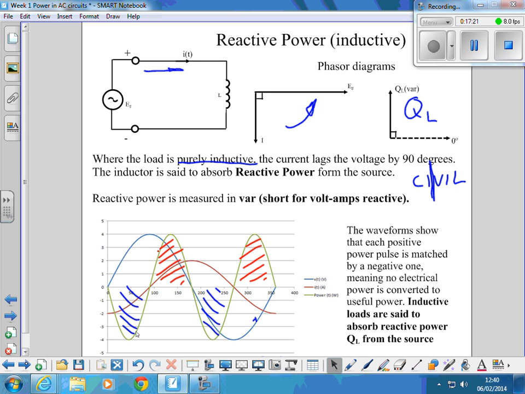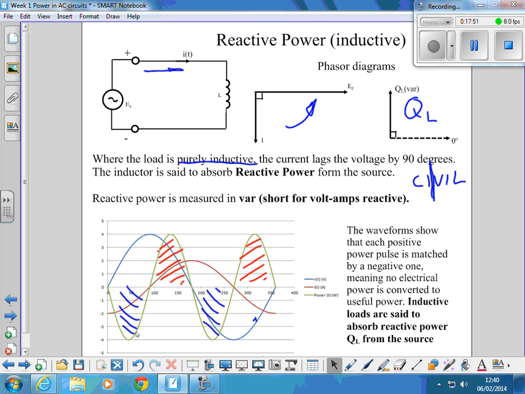We take electricity in one form, we convert it to a useful form, like a motor turning, or a heater heating up, or light coming from a light. Yeah? None of that is happening in this type of circuit. The waveform shows that for each power pulse there's one matched by a negative one. No electrical power is converted to useful power.